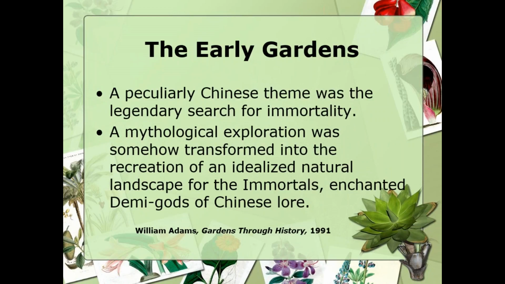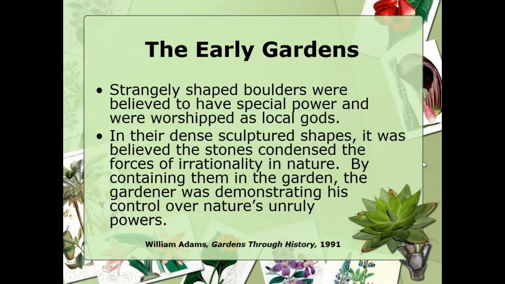A peculiarly Chinese theme was the legendary search for immortality. The mythological exploration was somehow transformed into the recreation of the idealized natural landscape for the immortals, enchanted demigods of Chinese lore. Strangely shaped boulders were believed to have special power and were worshipped as local gods. In their dense sculptured shapes, it was believed that the stones condensed the forces of rationality in nature by containing them in the garden. The gardener was demonstrating his control over nature's unruly powers.